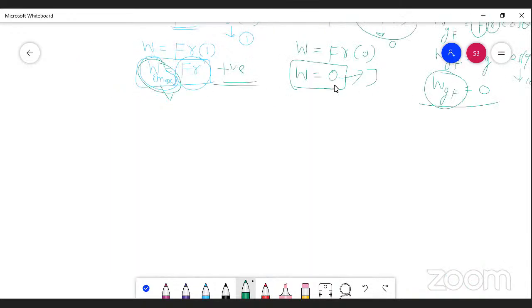I take the same smooth horizontal surface. The same object of mass M is placed on the smooth horizontal surface. I apply the force along this direction, but the body displaces in the opposite direction with the displacement r vector.